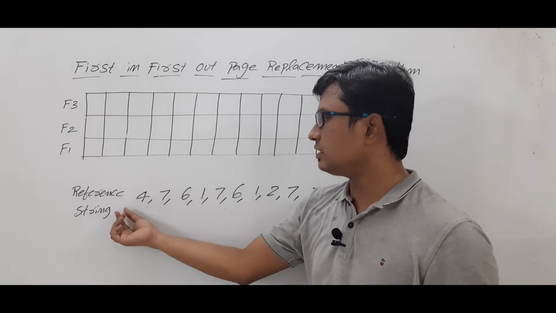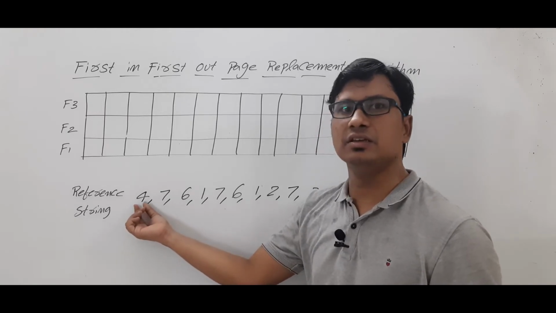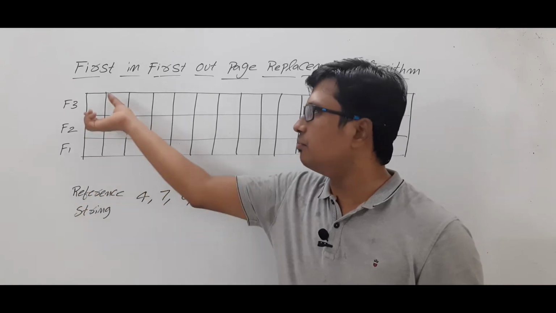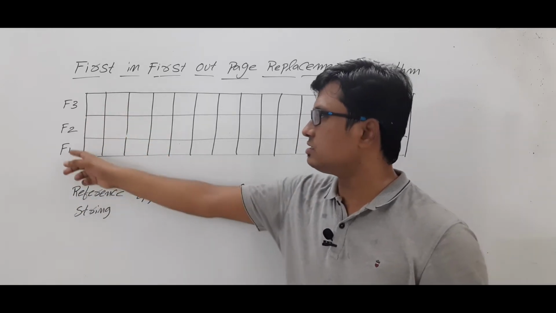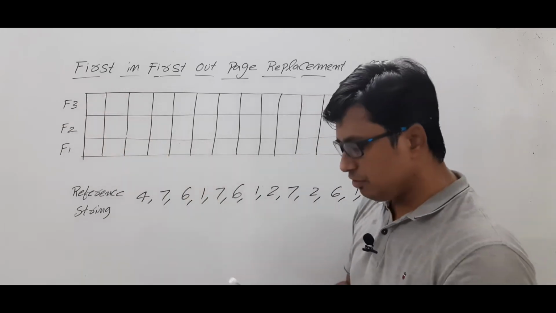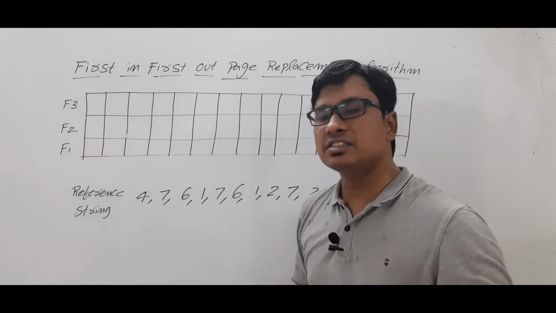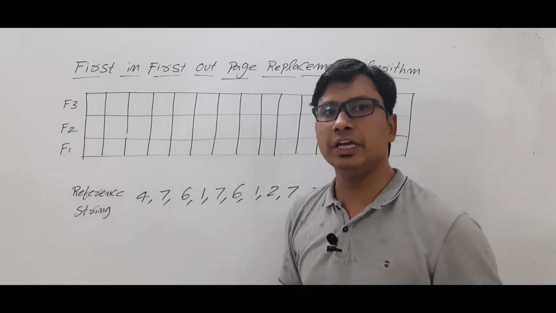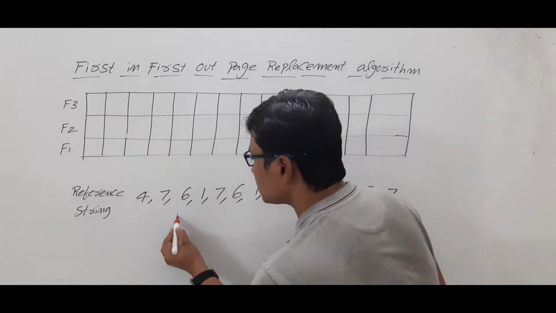Now let's take that the CPU is trying to access page number 4. Whether page number 4 is in the main memory or not: it is not there, because frame 1 is empty, frame 2 is empty, frame 3 is empty. If the CPU is accessing a particular page and that page is not available in the main memory, then we call it a page fault.